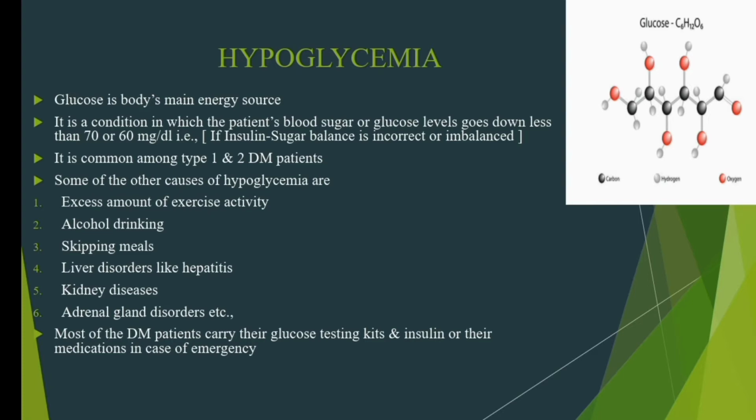First of all, why does this hypoglycemic condition occur in a patient? If the blood glucose or blood sugar level goes down, below 70 mg per dl or 60 mg per dl, that is the hypoglycemic condition, the diagnostic criteria. How does the blood sugar level go down? If there is any imbalance between insulin and sugar, or if the insulin and sugar balance is incorrect, then the hypoglycemic condition will develop.